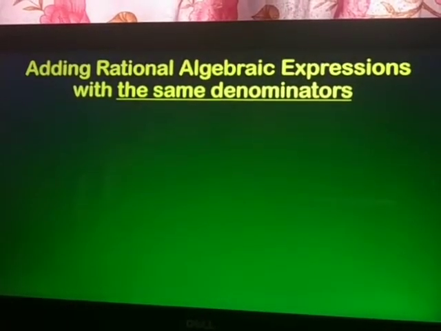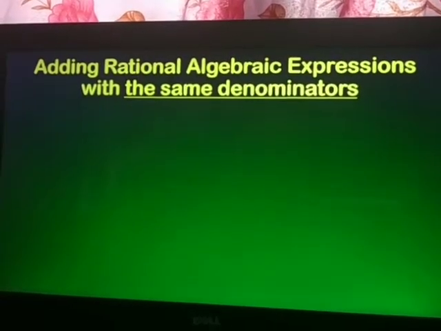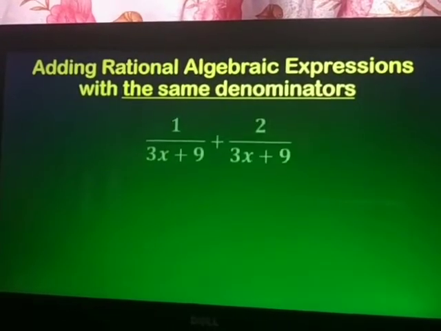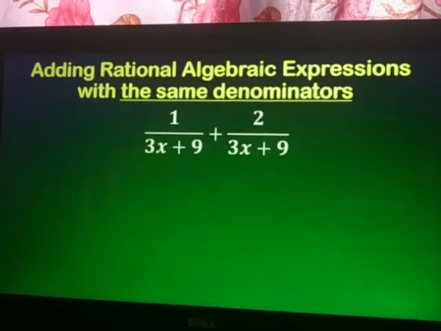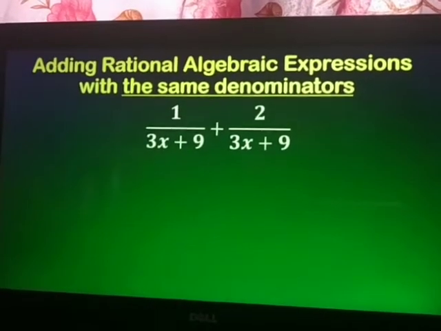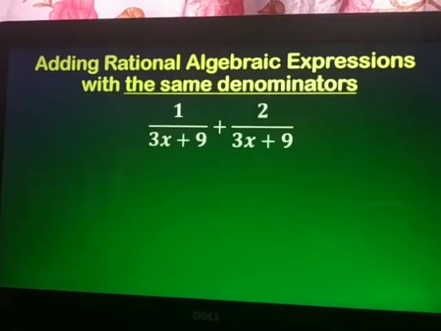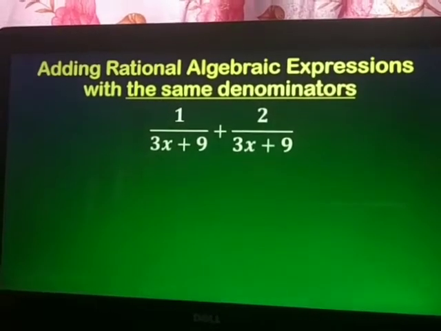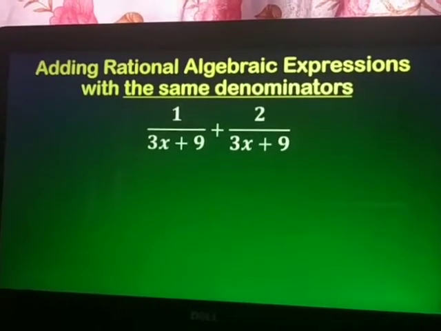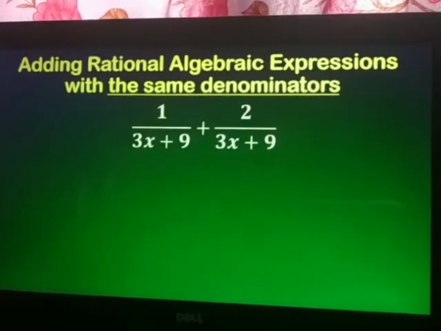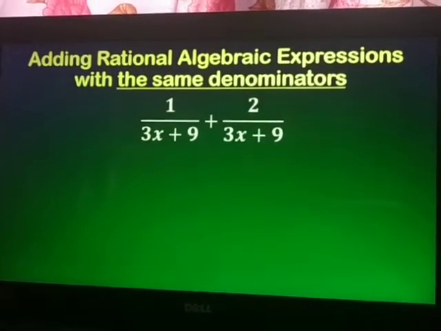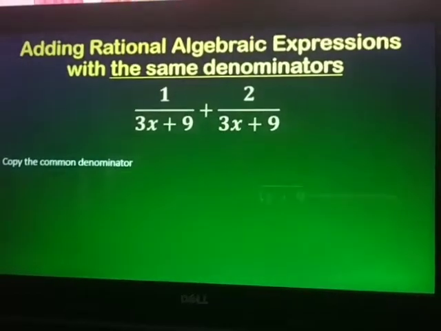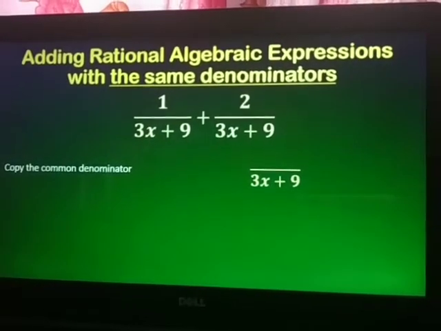Now, let's go to adding rational algebraic expressions with the same denominators. Kapag parehas ang denominators, ito ang ginagawa natin. Let's have an example: 1 over 3x plus 9 plus 2 over 3x plus 9. You notice that we have the same denominators, 3x plus 9. And so, the first step is to copy the common denominator. Just copy. So, we have there 3x plus 9.